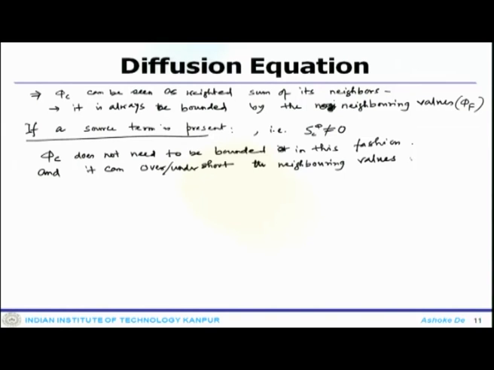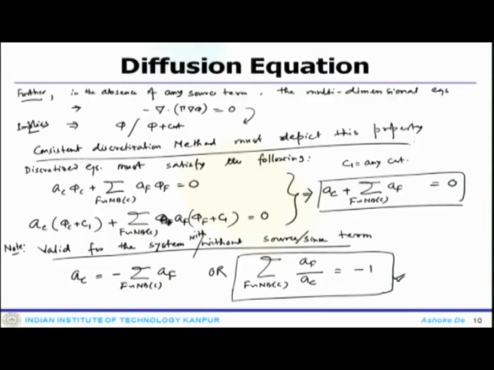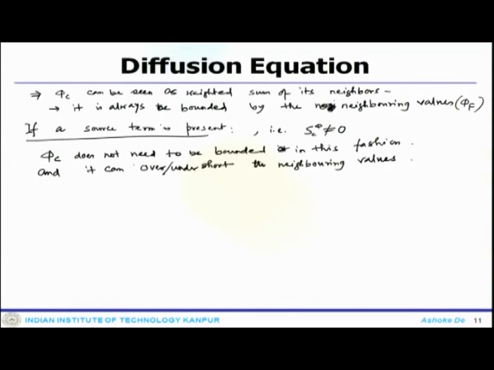So, now one can immediately ask: when I have a source term, phi c does not need to be bounded in a particular fashion. Repeatedly this is mentioned, or I am reiterating the fact, that this is only true when there is no source or sink term. Now, if there is a source term, then phi c need not be bounded through that particular equation.